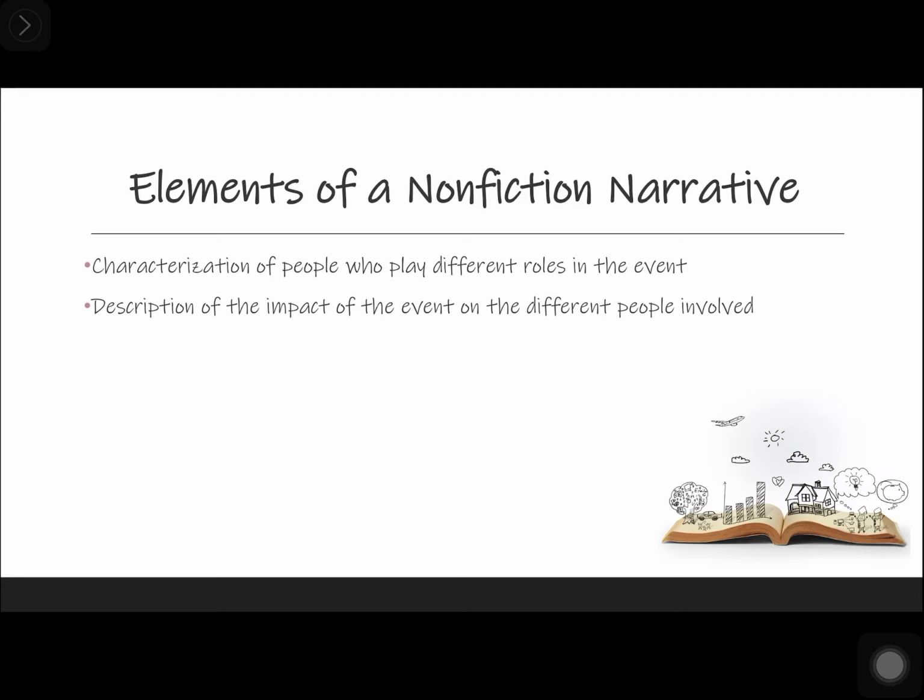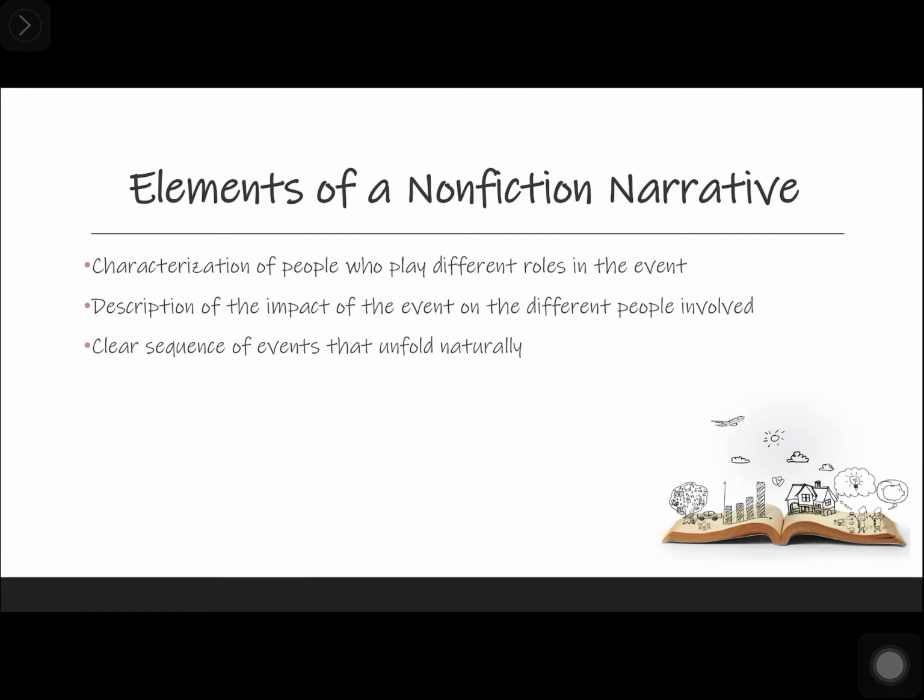Description of the impact of the event on the different people involved. So in the story Red Roses, Derek giving her those roses had an impact on her. It had an impact on him, which means it affected them both in some way. And there's going to be a description of that.